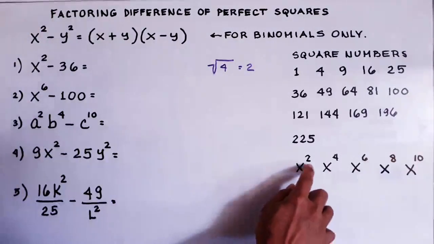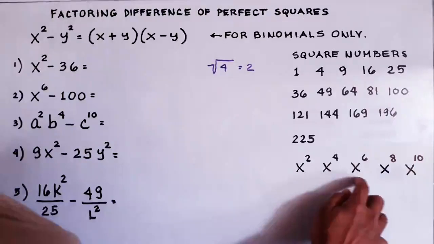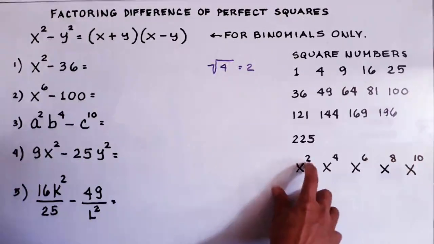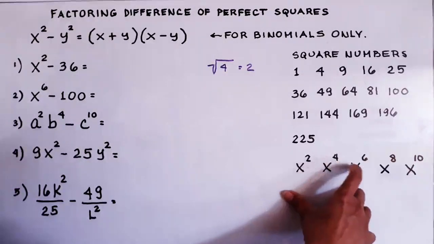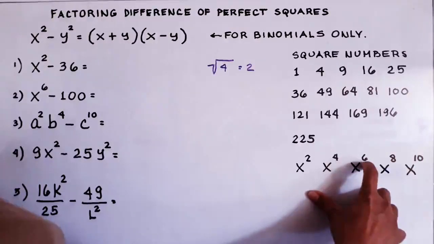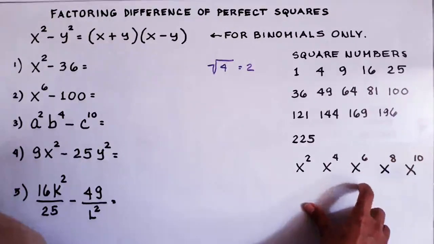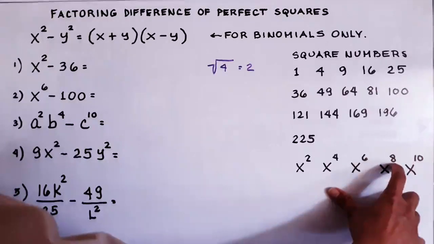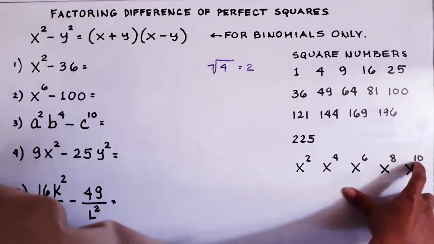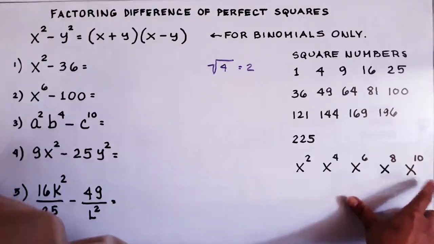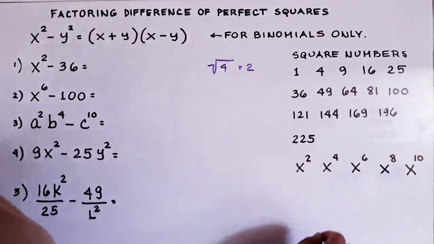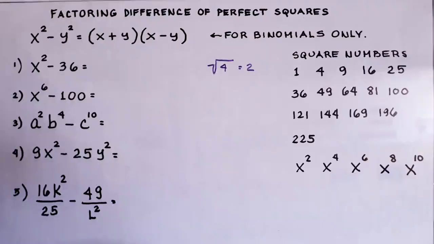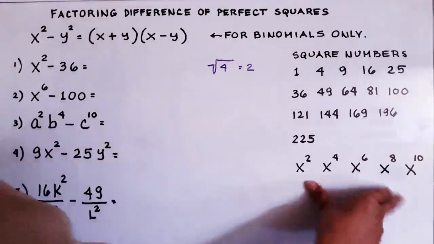So, to get the square root of these variables, all we need to do is divide the exponent by 2. 6 divided by 2 is 3, so this one is x cubed. This one is 8 divided by 2, x to the 4th. 10 divided by 2 is x to the 5th. So that's how we get the square root of a variable.